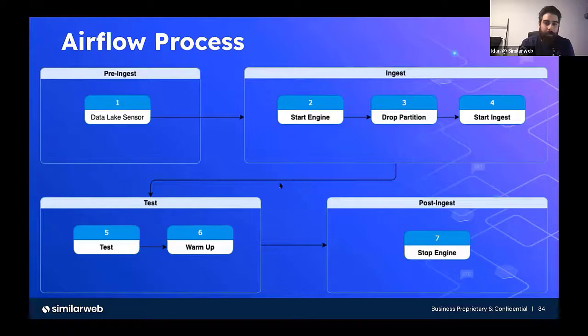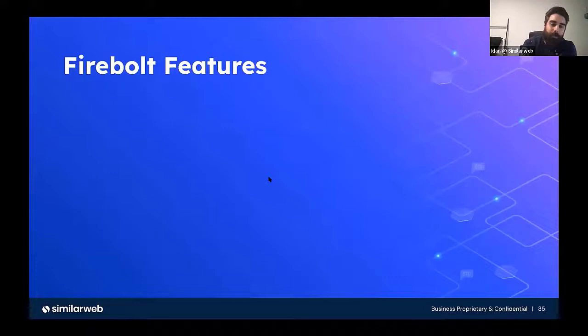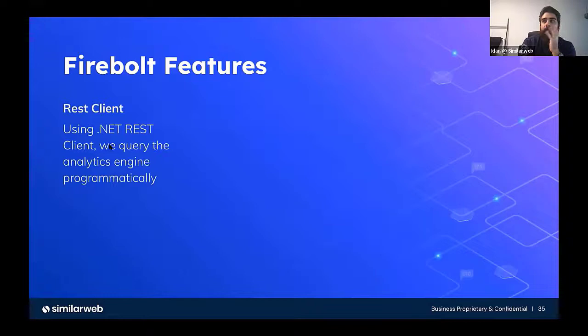So what are the Firebolt features that we actually use? So we use the REST API, the client. This is a major thing for us. We query the analytic engine programmatically through our code in .NET services. So it's web services that query the Firebolt engine in REST API.